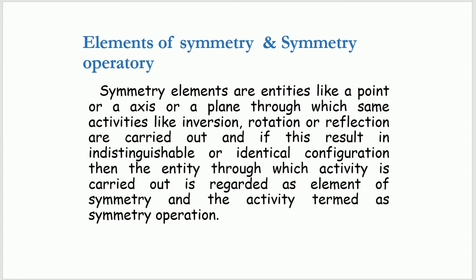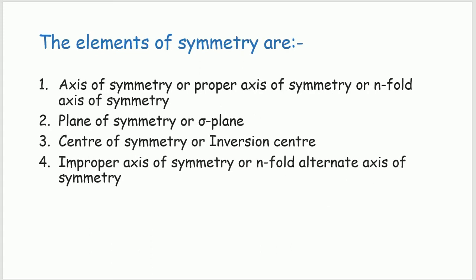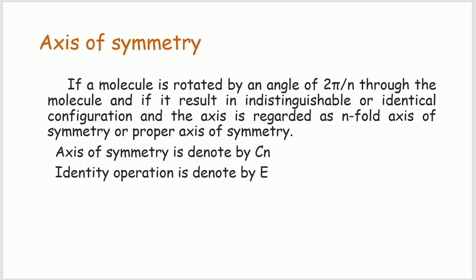Symmetry elements are there in this scheme: axis of symmetry, or proper axis of symmetry, or n-fold axis of symmetry; plane of symmetry or sigma plane; center of symmetry or inversion center; improper axis of symmetry, or n-fold alternating axis of symmetry. Now we will discuss each element of symmetry one by one. First of all, I would like to share the axis of symmetry.